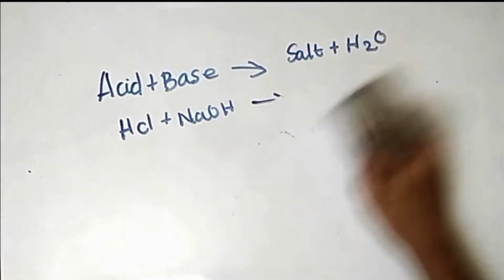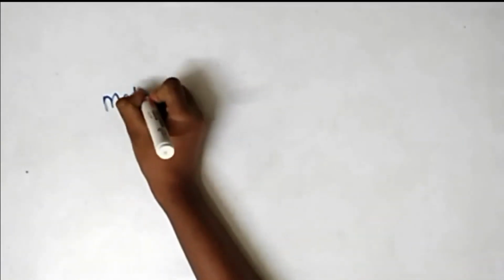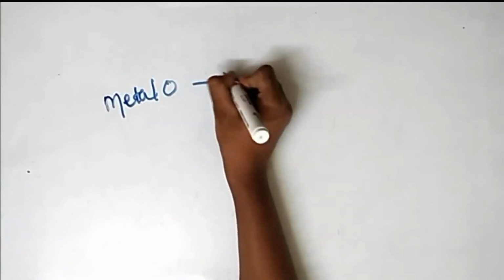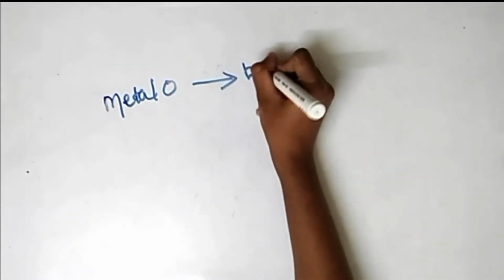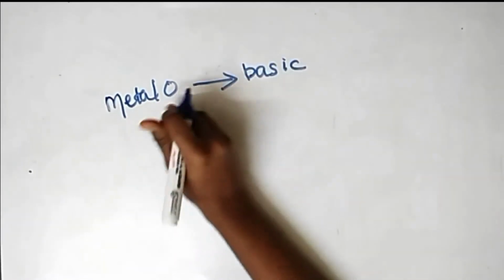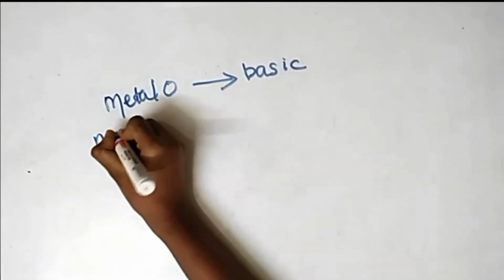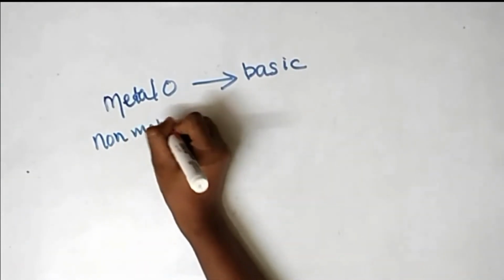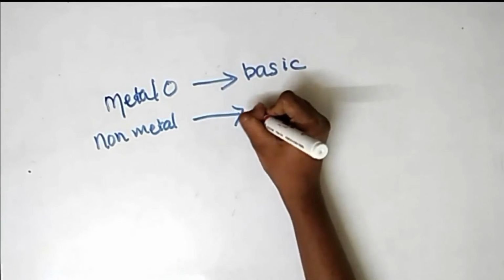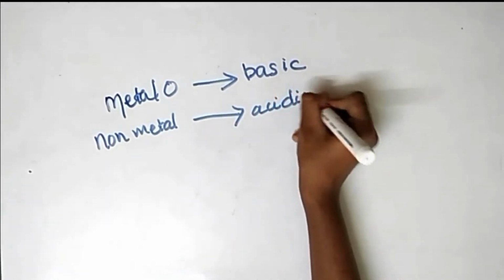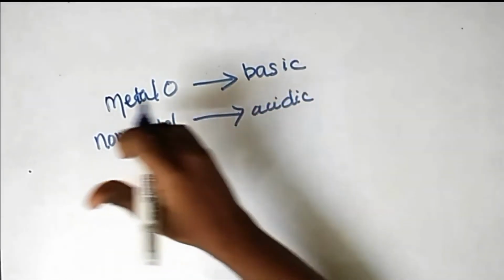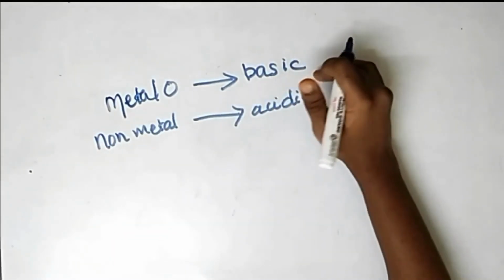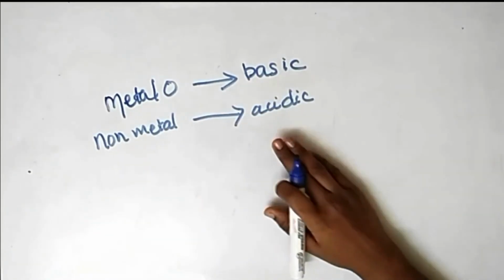Now we will discuss the metal oxide and the non-metal oxide. So remember that the metal oxide is always basic in nature, and the non-metal oxide is acidic in nature. So metal oxide is always basic in nature and non-metal oxide is acidic in nature.